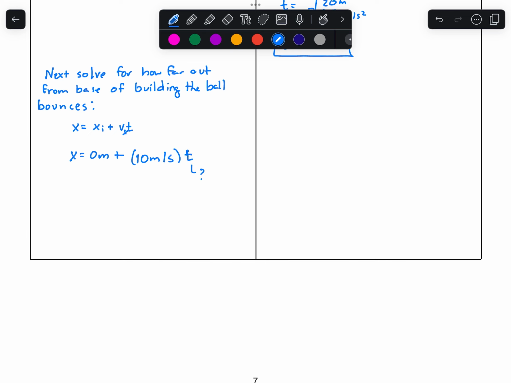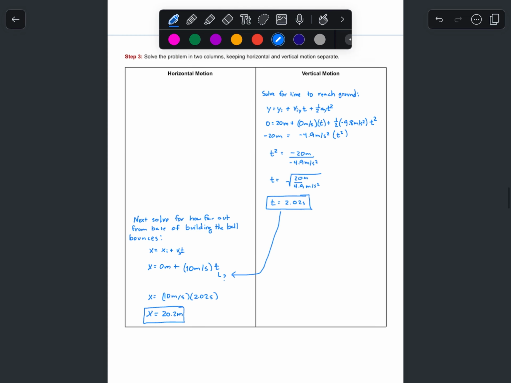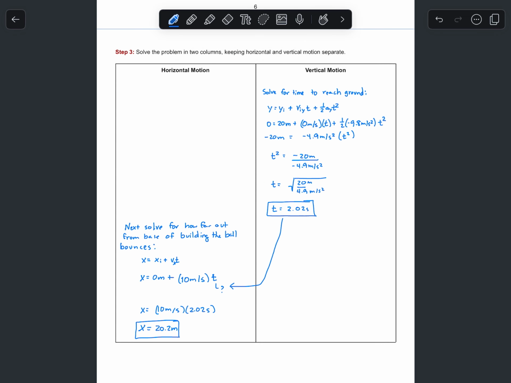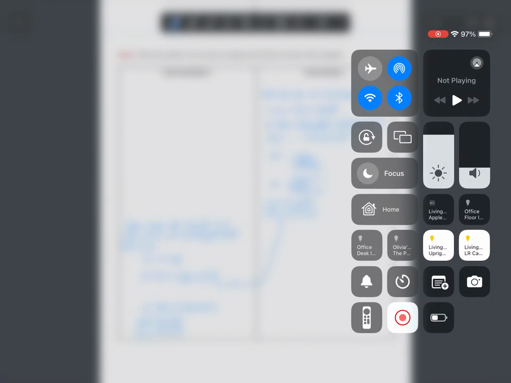And this is where I was highlighting earlier that 2 seconds is actually a known value for the horizontal motion. The horizontal position after 2 seconds of moving is about 20 meters. And that, my friends, is how you solve a projectile problem when launched horizontally. Good luck.